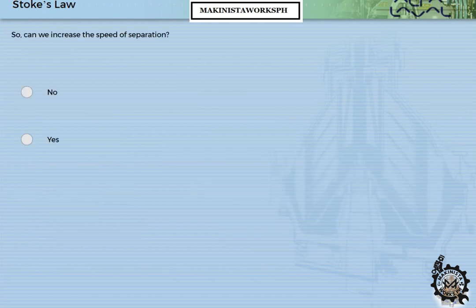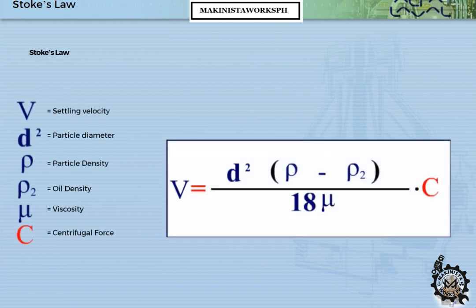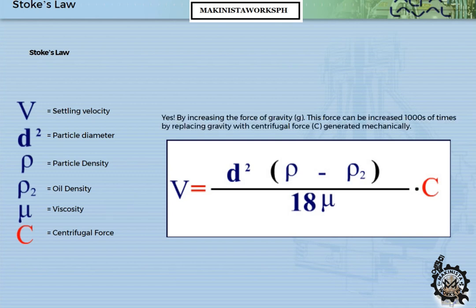So, can we increase the speed of separation? Stokes' law. Yes, by increasing the force of gravity, G. This force can be increased thousands of times by replacing gravity with centrifugal force, C, generated mechanically. Click the letters in the formula to get more information.